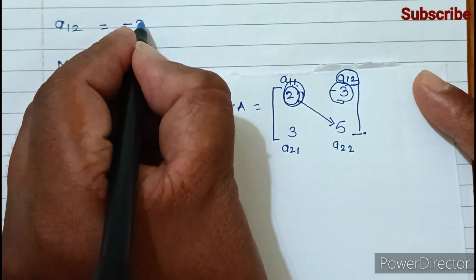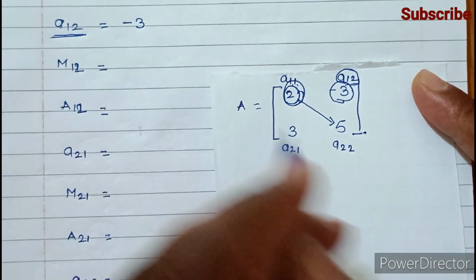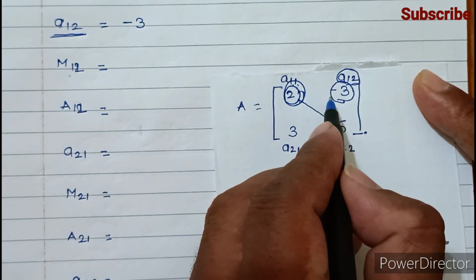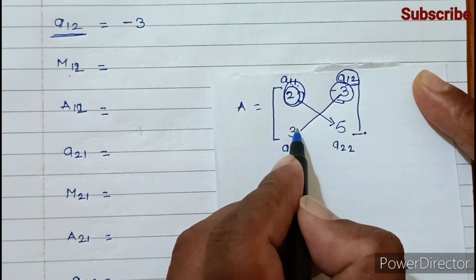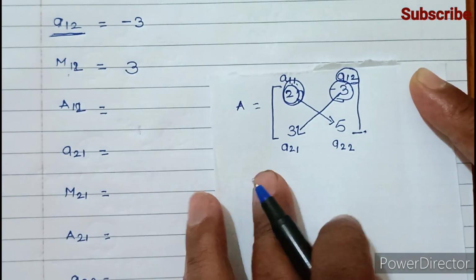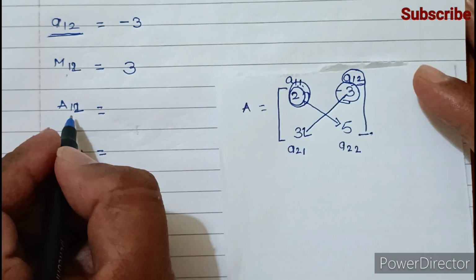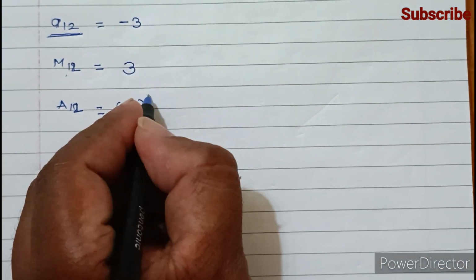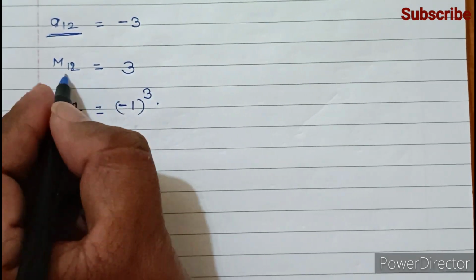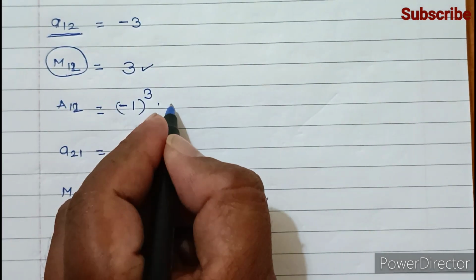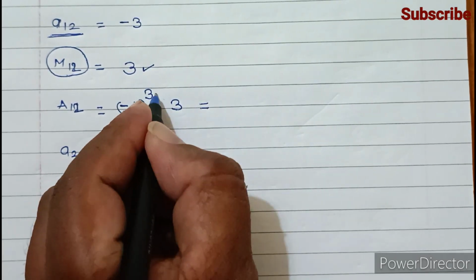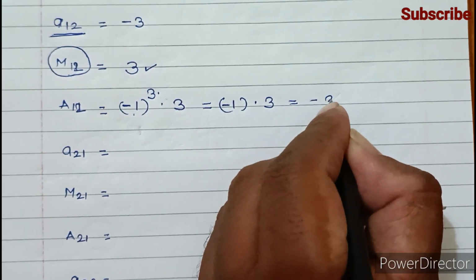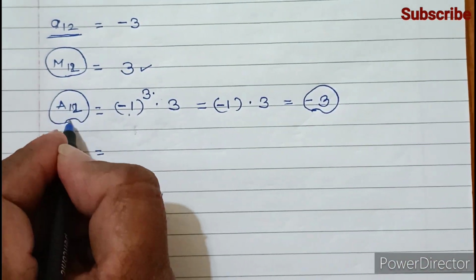So put minus 3 instead of this A12. The value of A12 is minus 3. The minor of A12 will be minus 3. Now the cofactor A12 becomes minus 1 to the power 1 plus 2, that is 3, into M12, the value of M12, which is 3, will equal minus 1 to the power 3, that is minus 1 into 3, which equals minus 3. Minus 3 is the value of A12.